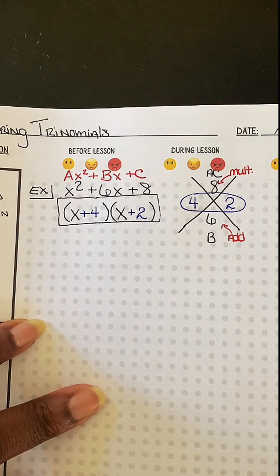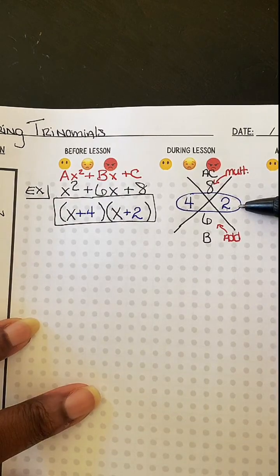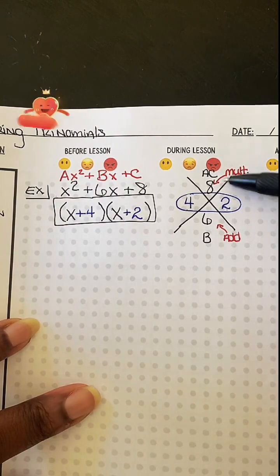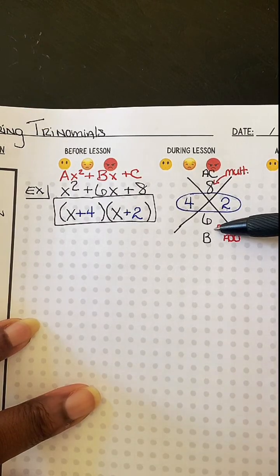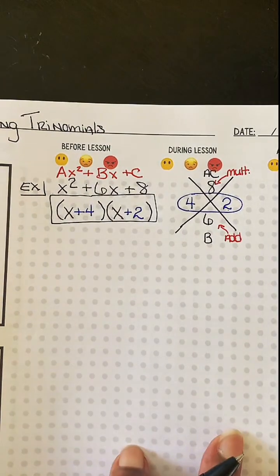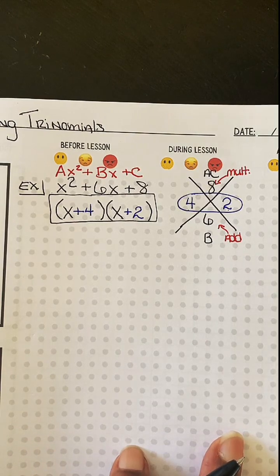Okay. So 4 times 2 gives me 8, and 4 plus 2 gives me 6. Now, when you're looking for those two factors, it has to satisfy both situations. So let me go over it with another one.